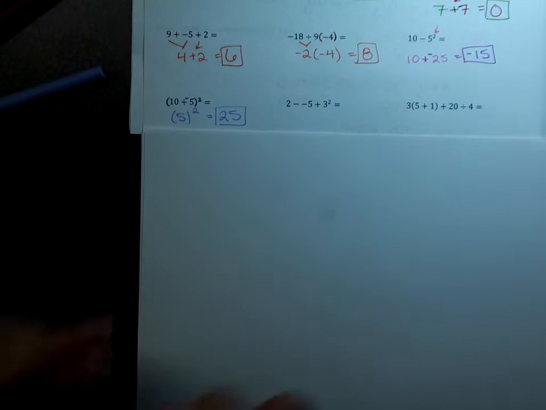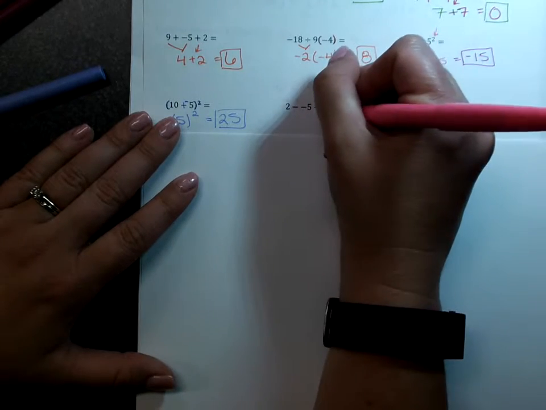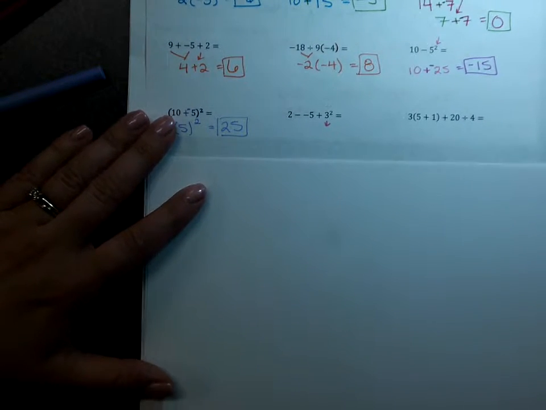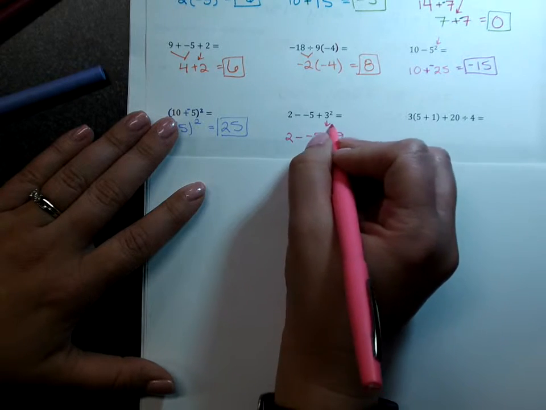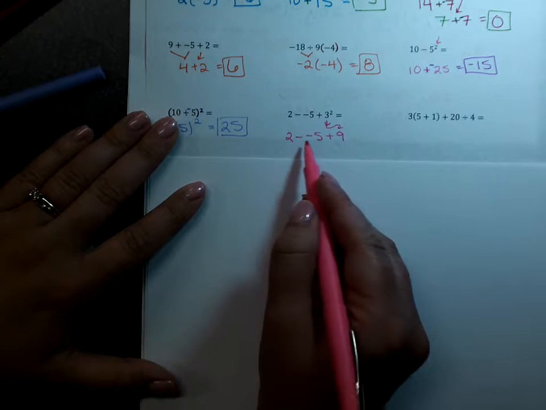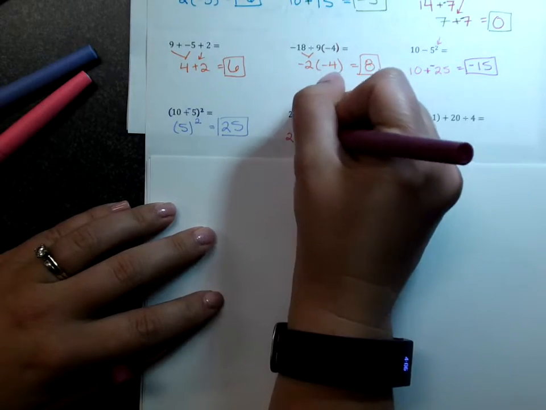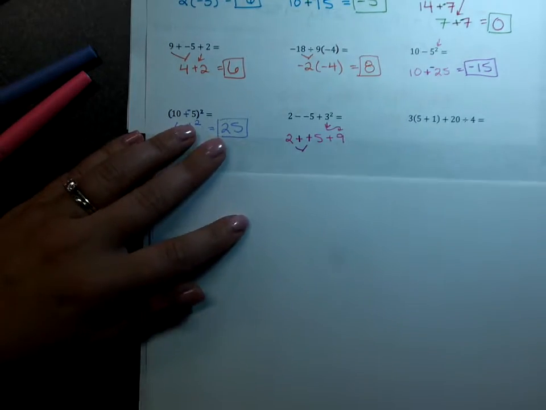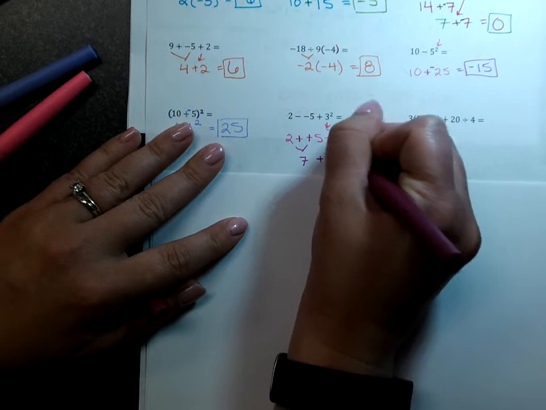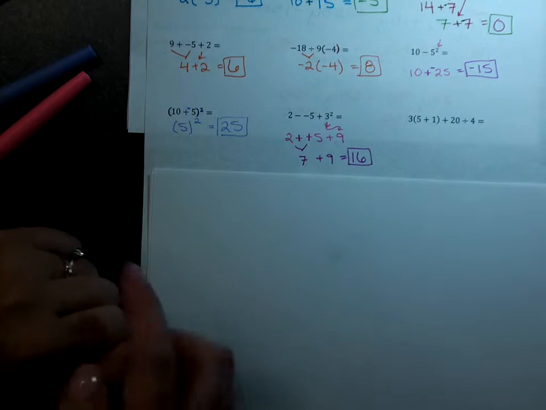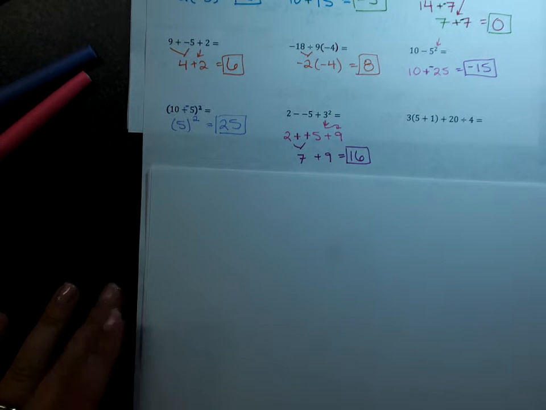We have here 2 minus -5 plus 3 squared. We start with the 3 squared because it's an exponent. So we leave 2 minus -5 plus, and 3 squared is 9. Now we just have adding and subtracting, so we work from left to right. We're going to do keep, change, change. 2 plus 5 is 7. Plus 9 is 16. So we're carefully working, just like we talked about before. Show those layers, show those steps, so that you're not trying to hold all of this information in your head.